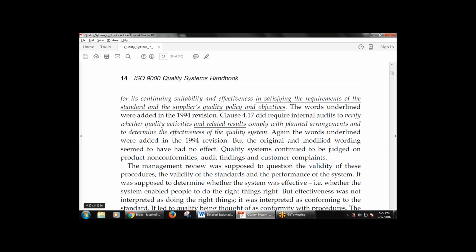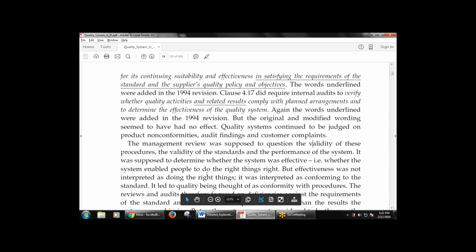It was supposed to determine whether the system was effective or not. That is, whether the system enabled the person to do the right things right. That means if I'm using any system, whether that system is right or not. This is also one of the challenges. The management review is also used to question the validity of these procedures, complaints, criteria, the documentation part, the quality part, everything that is available to determine whether the system was effective or not.